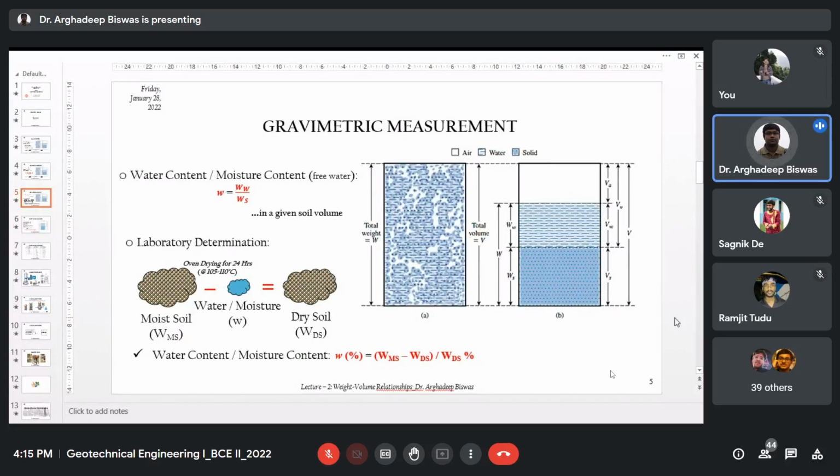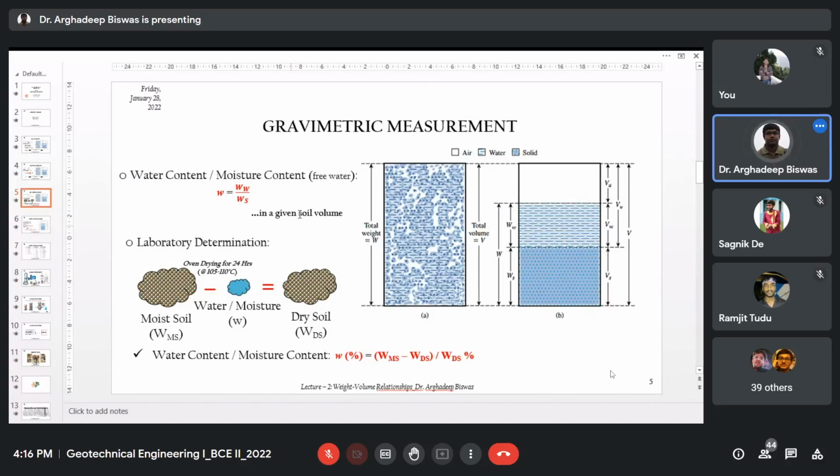Okay, so water content or moisture content is entirely a gravimetric measurement, which is defined as weight of water divided by weight of solid for a given soil volume. How will you determine it? This is simple. You just keep some moist soil. Let's say its weight is WMS, moist soil. Okay. When you dry this moist soil in an oven at a temperature of 105 to 110 degrees Celsius, right?